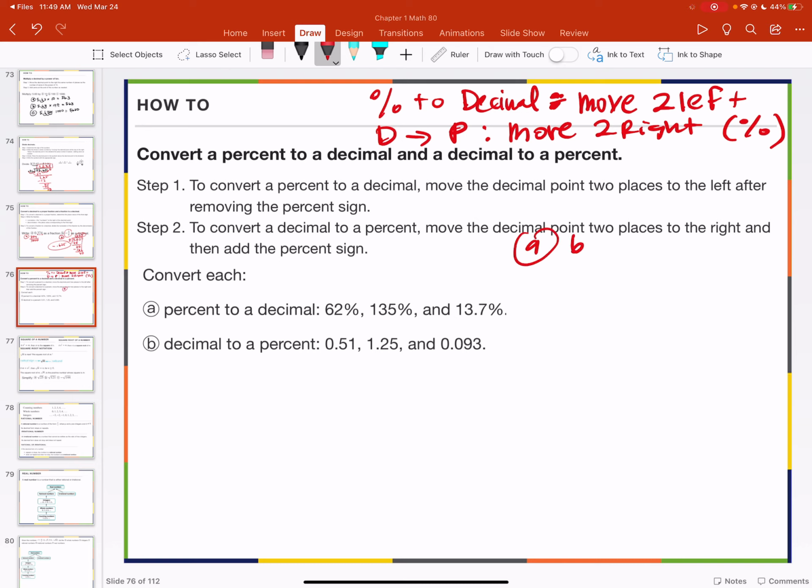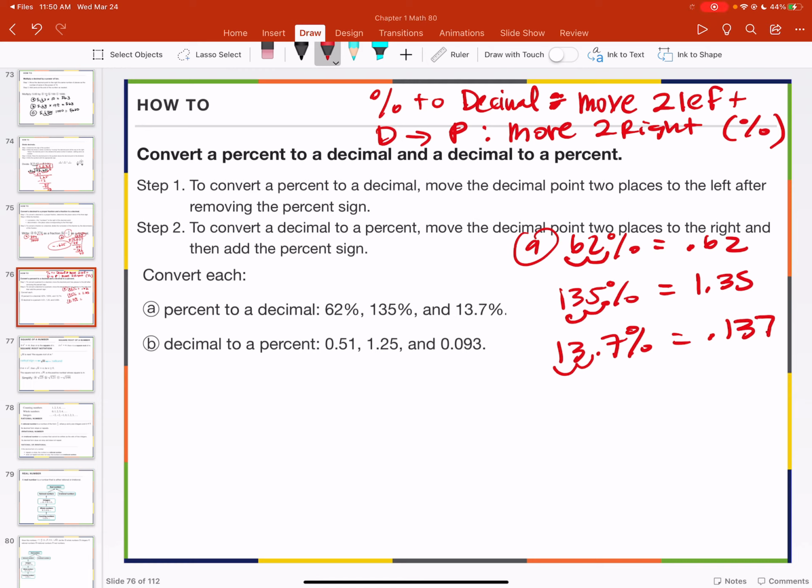Let's say we have 62%. We want to change this to a decimal, 1, 2 this way. That's going to be 0.62. 135%. That's going to be 1, 2 to the left. So that's 1.35. We remove the percent sign after we've changed it. 13.7% becomes 0.137 or 137 thousandths.